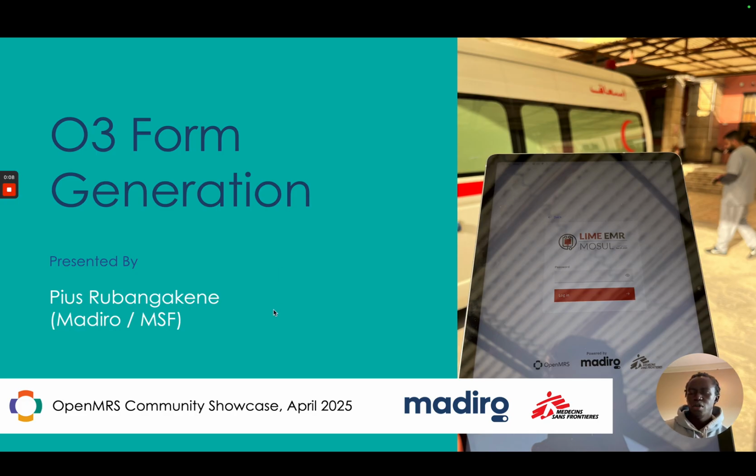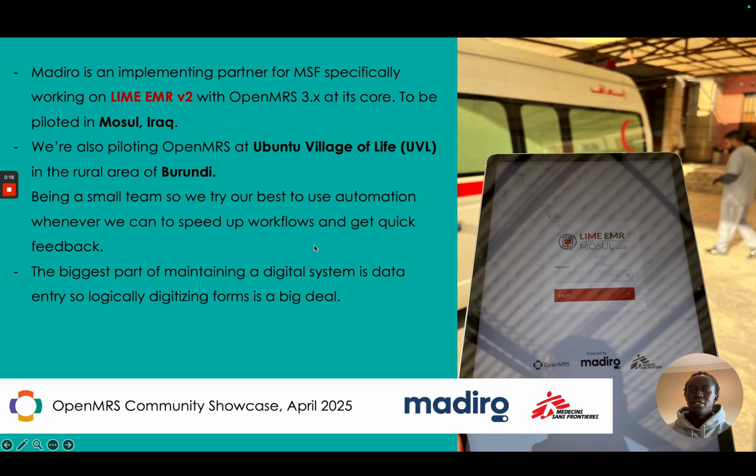So today we want to talk about a tool that we have been using internally for a while now, and it helps us speed up our form creation workflow. Typically, we have two main implementations that we are working on right now. There's the one in partnership with MSF, which is the Lime EMR, and that is going to be piloted in Iraq, Mosul, and then we also have another implementation called UVL. We call it basically UVL EMR, and it's for the Ubuntu Village of Life in rural Burundi.